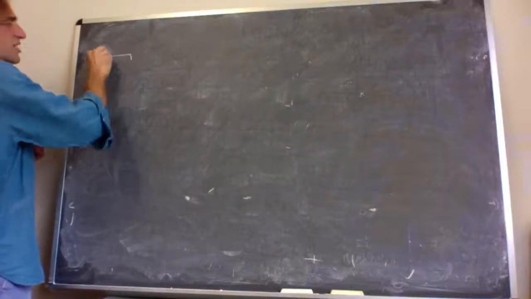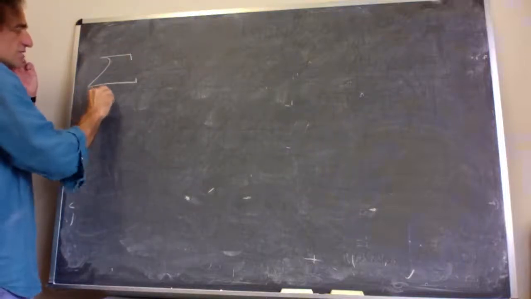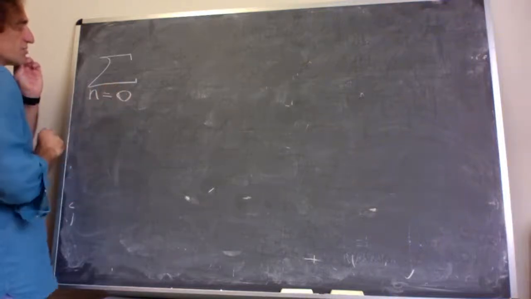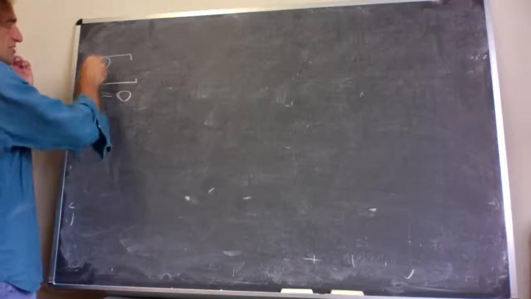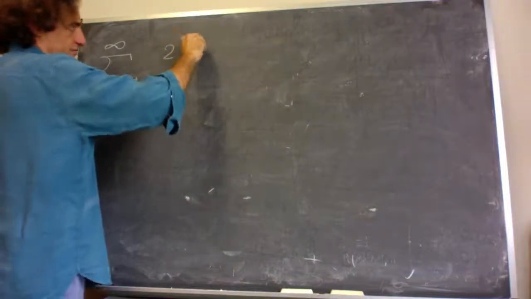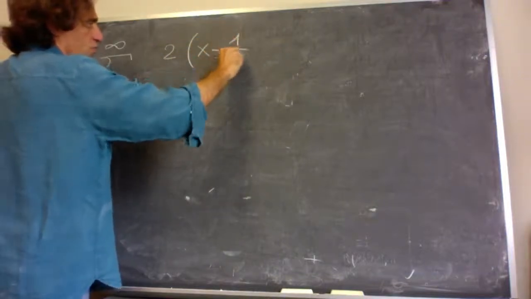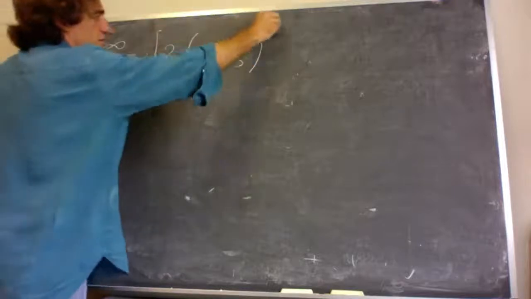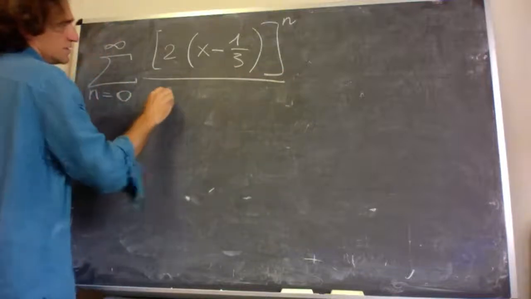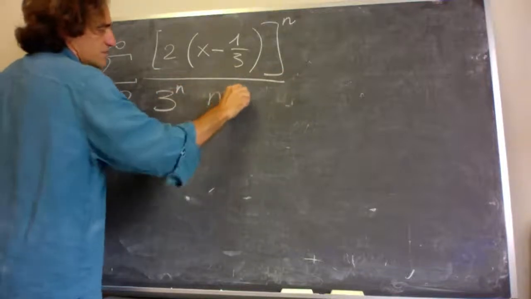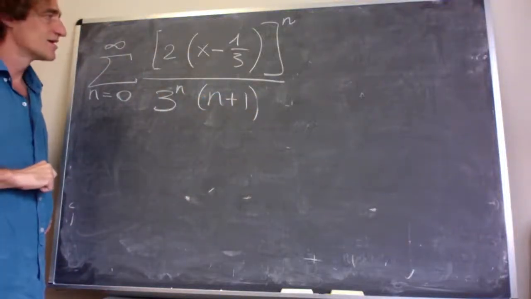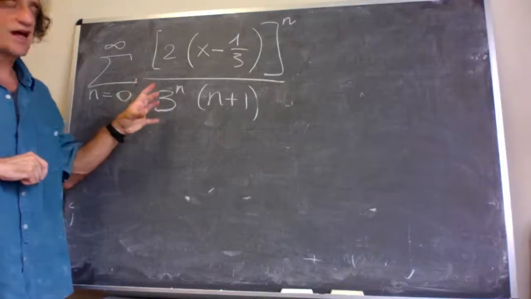So consider this series. You have the sum for n from 0 up to infinity of (2x minus 1/3), everything here to the nth power, and here you have 3 to the n times (n plus 1). Okay? So it can be given like that.